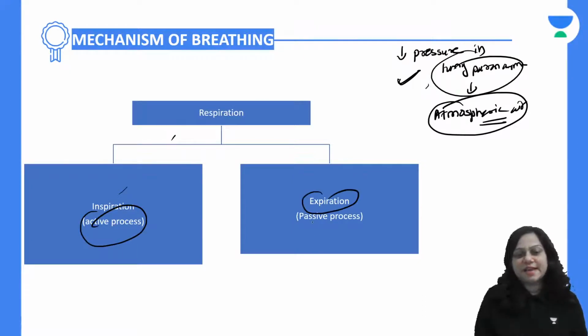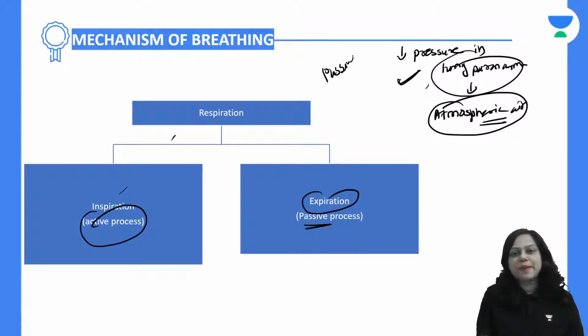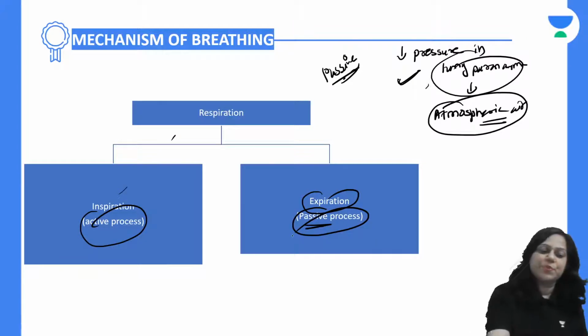Now the second one is expiration, that is a passive process. At the end of inspiration, the muscles of inspiration which were contracted simply relax. Relaxation will cause the elastic recoil of the thoracic wall and lungs to cause passive expiration. So expiration is a passive process.